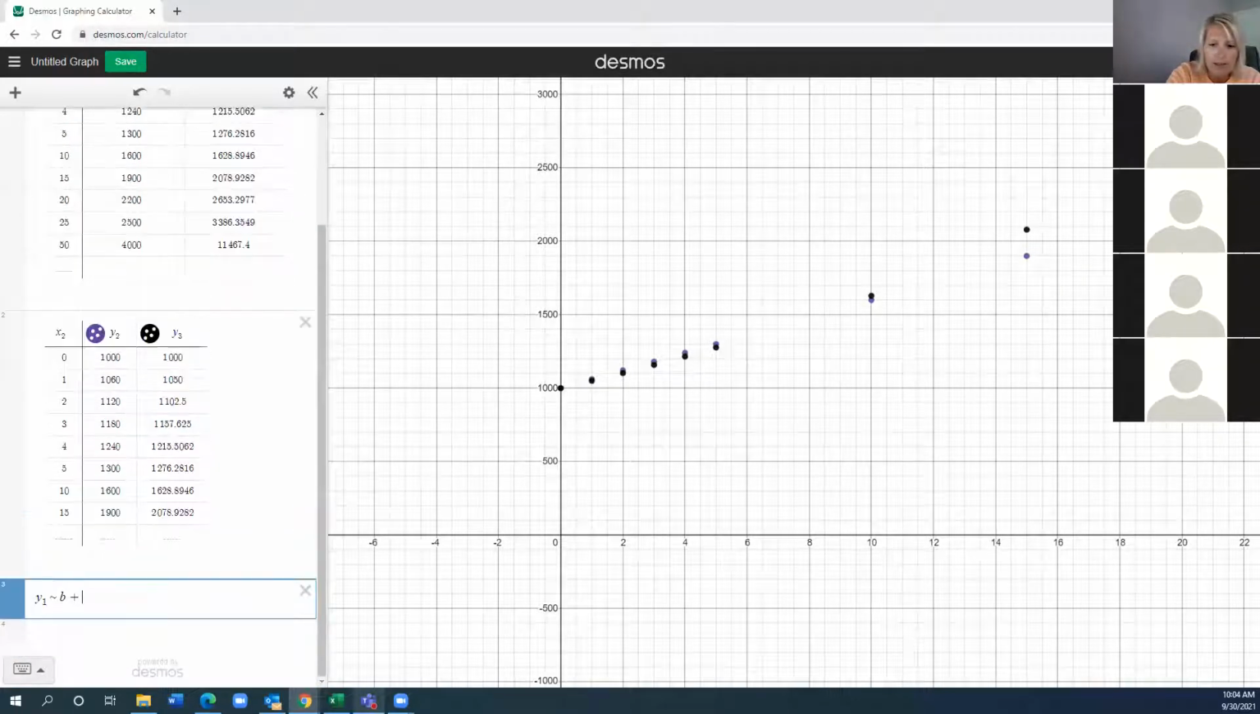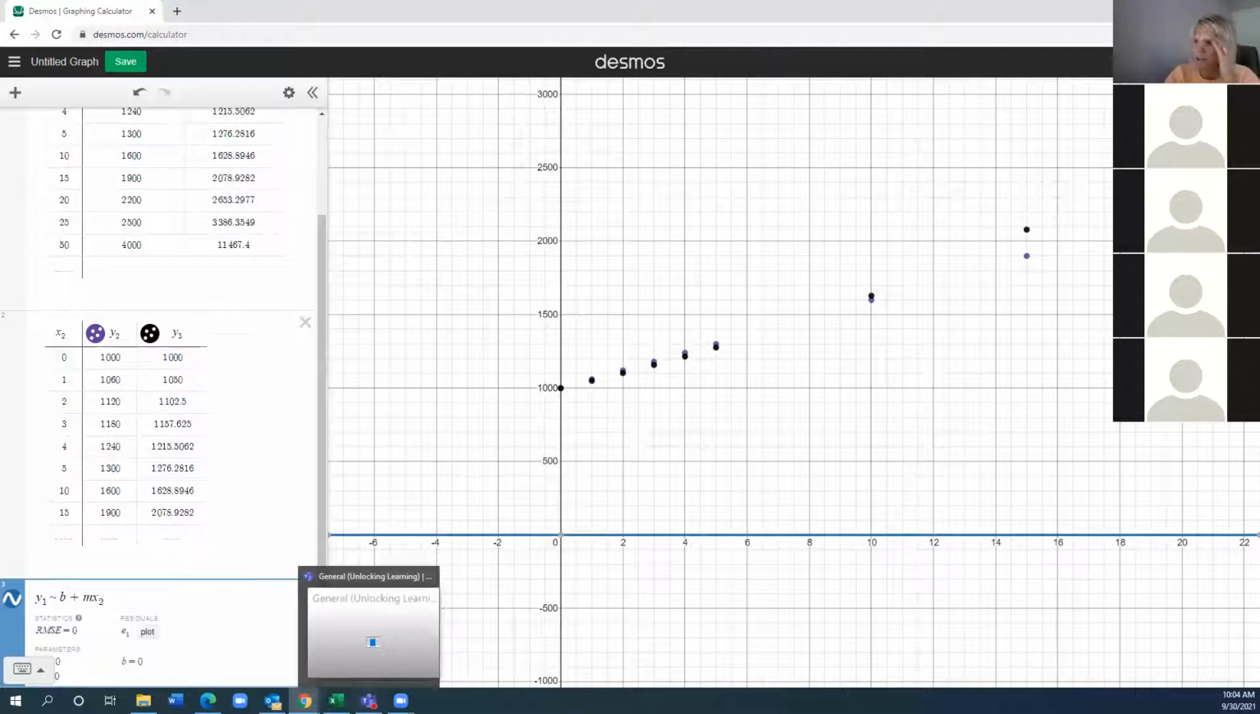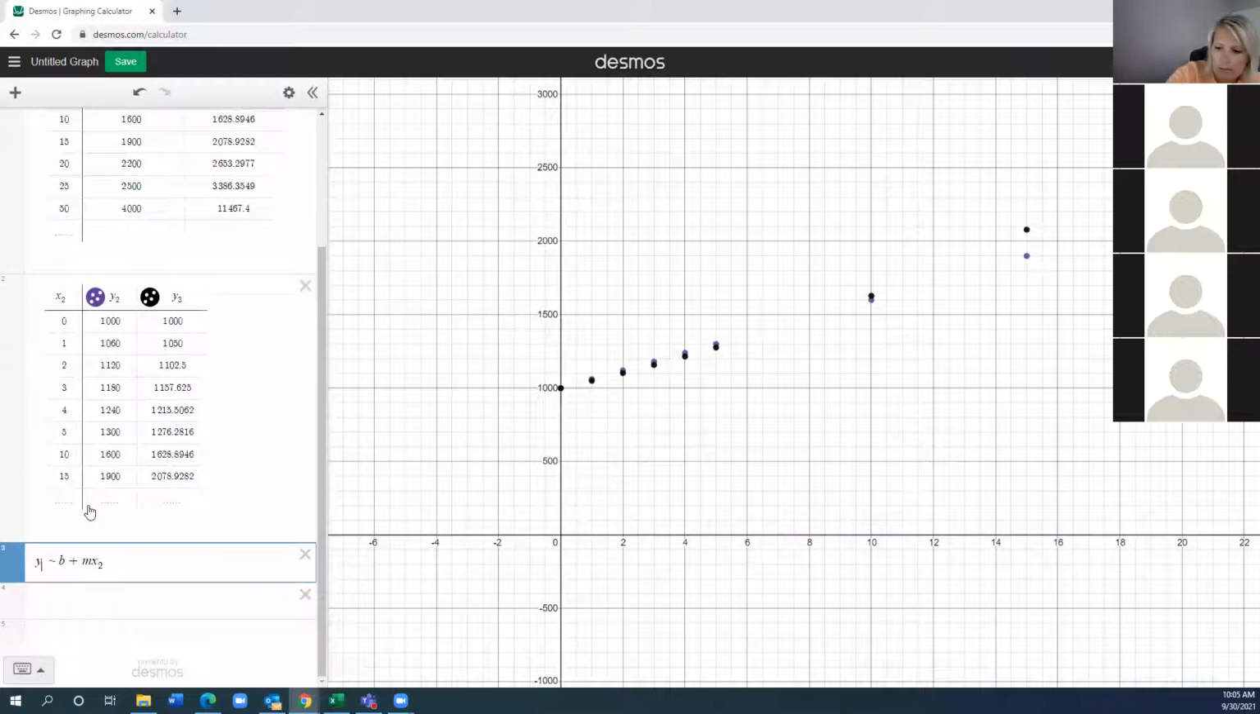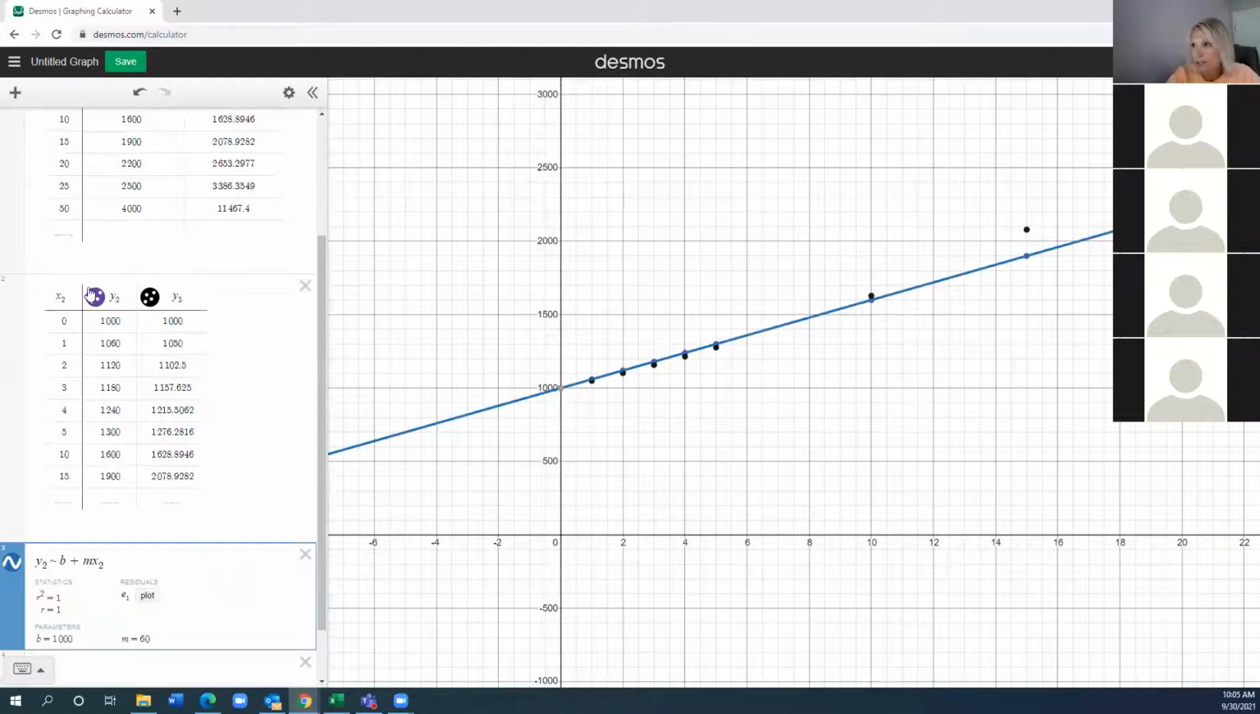B plus M, and then I'm using my X2 because my data this time is in X2. And I'm going to hit enter. I didn't like that. Why? Oh, because I used Y1. It's Y2. Remember, I just told you to pay attention to what your Desmos called your data. So I had to use Y2. I want the purple. I want it to come up with an equation to predict my purple using my X2.